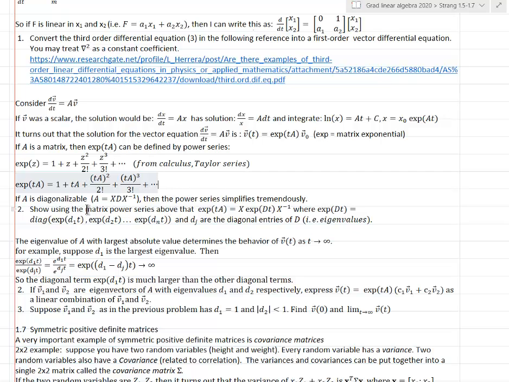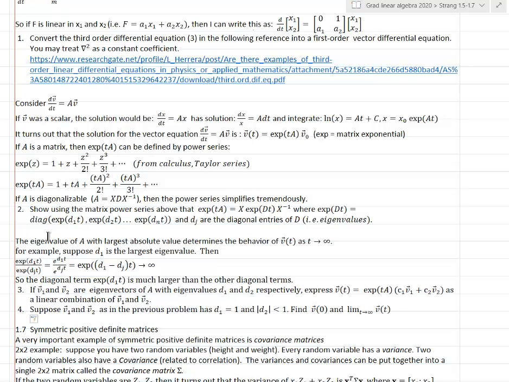So number 2 says show, using the matrix power series above, that the exponential of TA is equal to X times the exponential of Dt times X inverse. Okay, so this is actually a straightforward problem, but I would like you to go through the steps, right? Okay, so this is 3 and 4. Sorry, I didn't realize I had even more problems than I thought. Okay, so let's make this 3 and 4. That's 3 and this is 4.